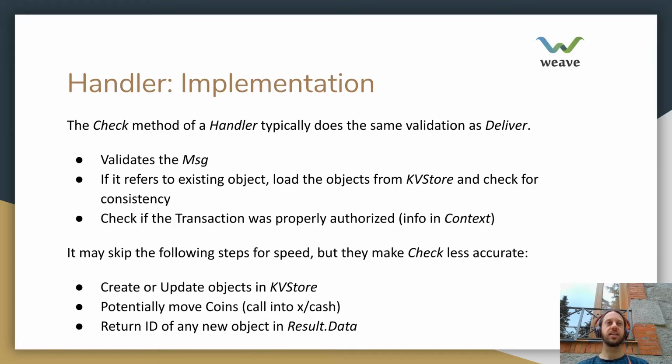Yeah, it's a design decision, and I think there's a bunch of discussion also in Cosmos SDK about how much you perform in check TX, how accurate you want to be there, and how much you cut corners for speed.